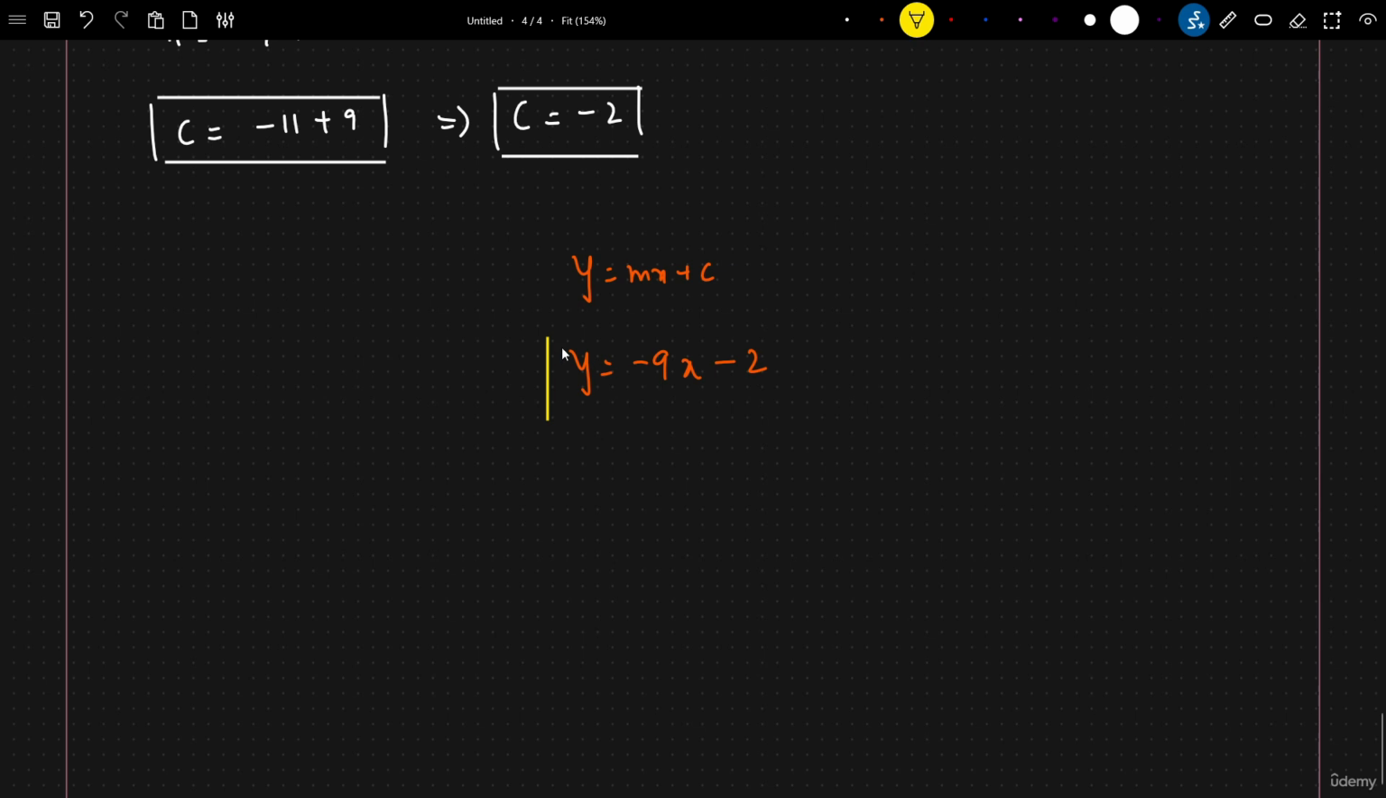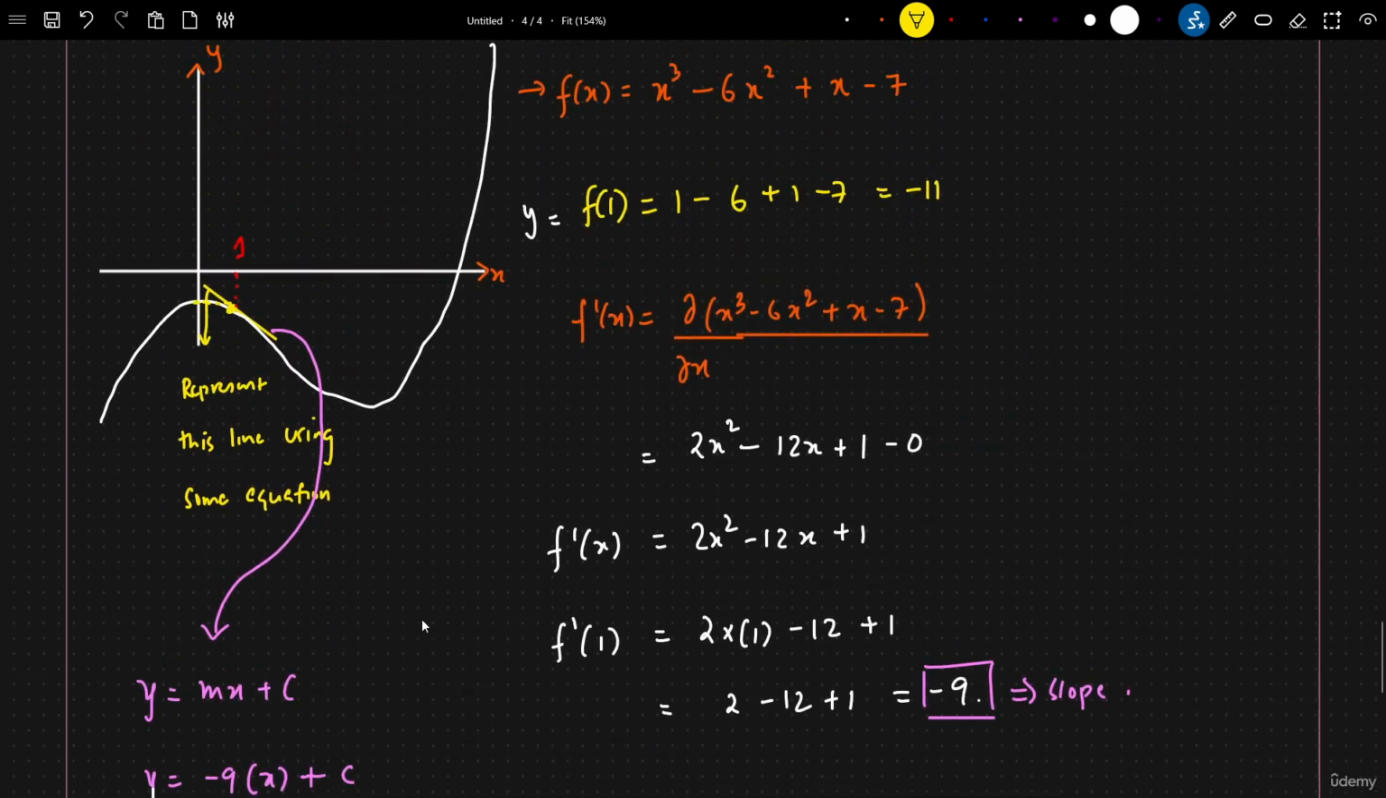Now here, this is my equation for that particular tangent line at that particular point, right? At the x value is equal to 1. Now this minus 9 is nothing but my slope, and c is equal to minus 2 is my intercept. What does intercept basically mean? Intercept basically means that this line is meeting the y-axis over here at minus 2. That is what it indicates, okay?